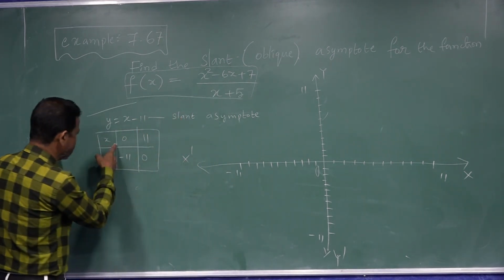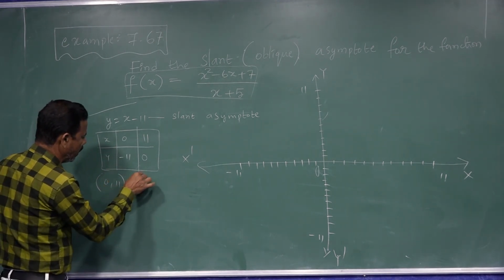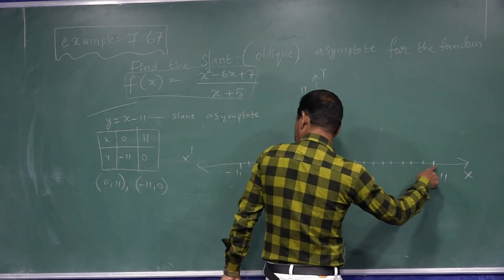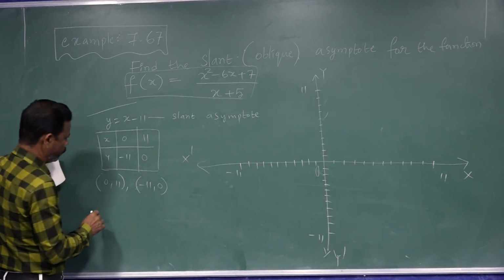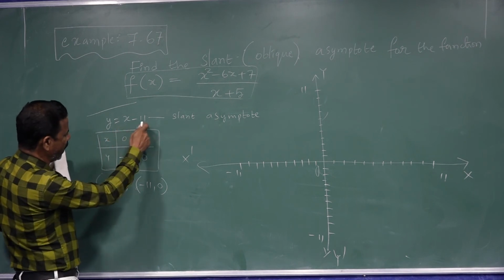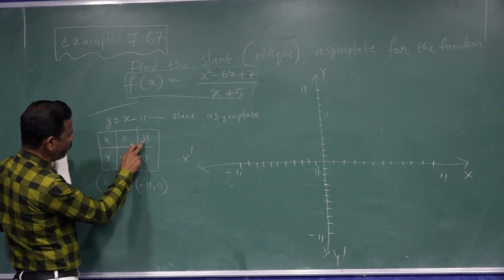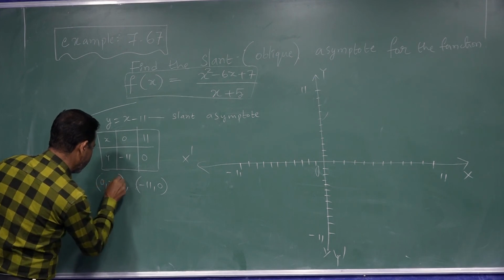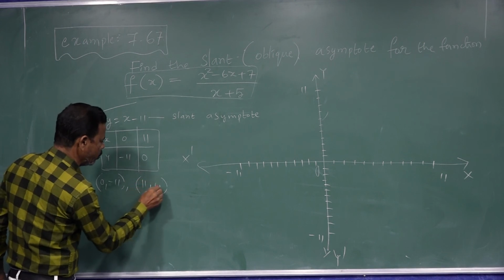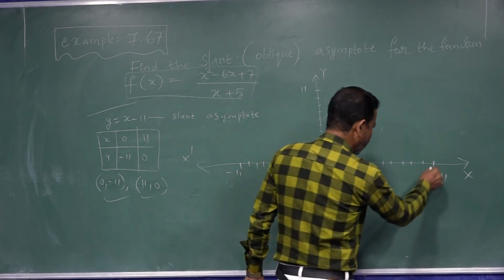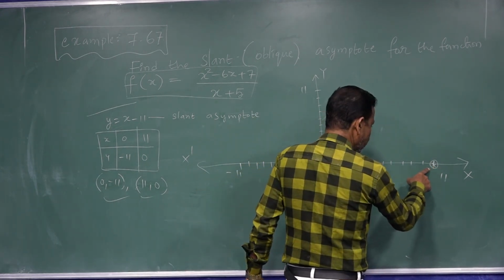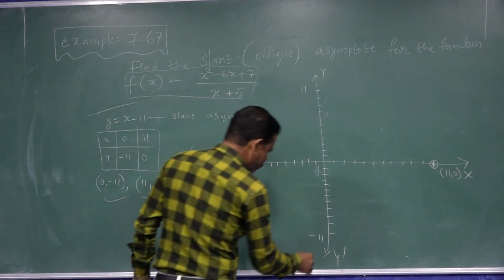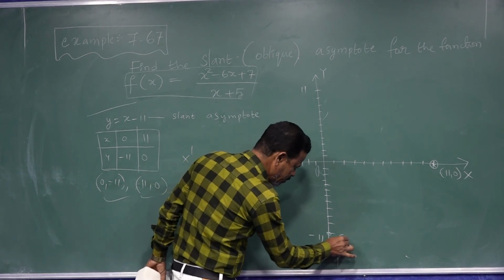So here are 2 points in the coordinates: 0, 11 is one point, and minus 11, 0 is another point. x is equal to 0, y value minus 11, so the point 0, minus 11. x is equal to 11, y is equal to 0, so the point 11, 0. Y coordinate 0 means it lies on the x-axis. This is the 11, 0 point. And another point 0, minus 11. X coordinate 0 means it lies on the y-axis.